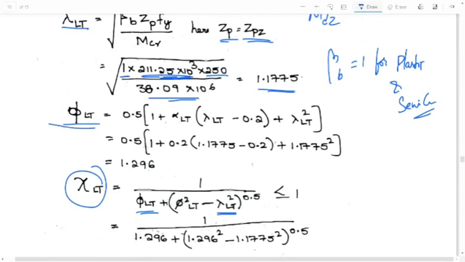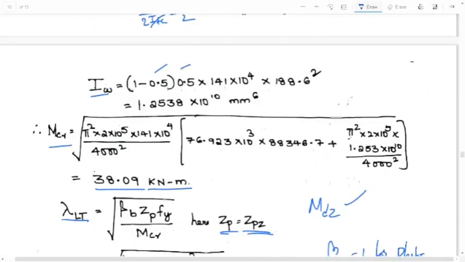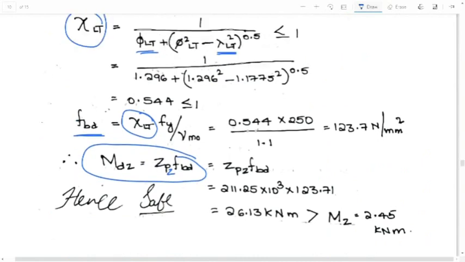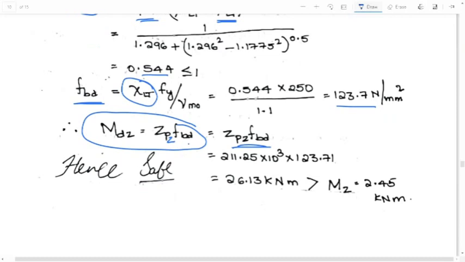Now phi LT. This is the expression. Alpha LT and lambda LT are the unknowns. And alpha LT is taken as 0.2. On substitution, you get 0.544, which is less than 1. It should be less than 1. So put this value here, and upon calculation 123.7 Newton per mm square, and the Fbd value need to be substituted, you get Mdz. What is the Mdz value?